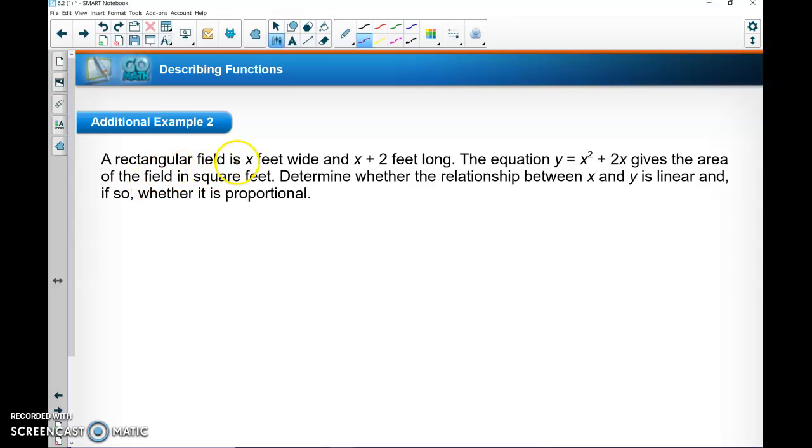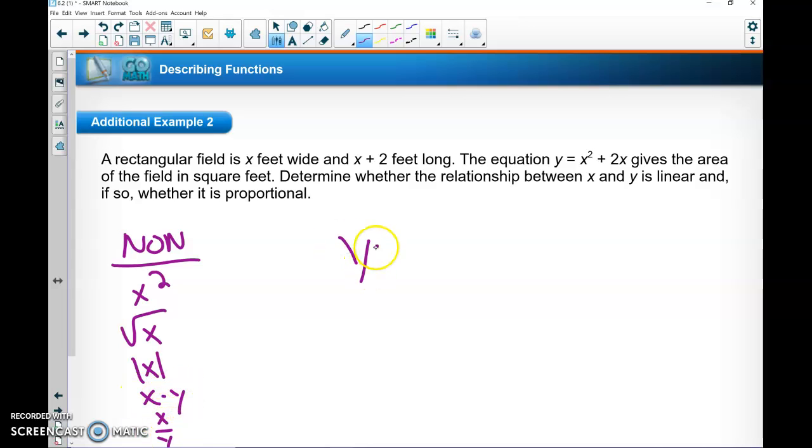Here you have a rectangular field that is x feet wide and x plus 2 feet long. The equation y equals x squared plus 2x gives the area of the field. Determine whether the relationship is linear and if so, whether it's proportional. So remember we had those 5 things to tell if it was nonlinear: x squared, square root of x, absolute value of x, x times y, x divided by y. And I'm looking at the equation y equals x squared plus 2x.